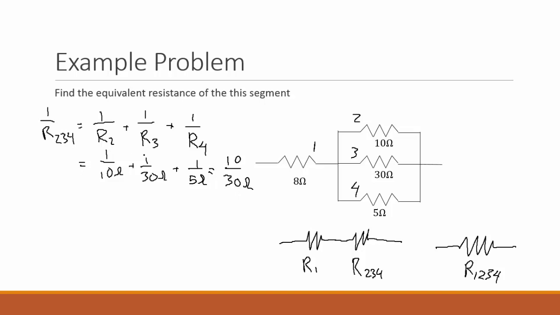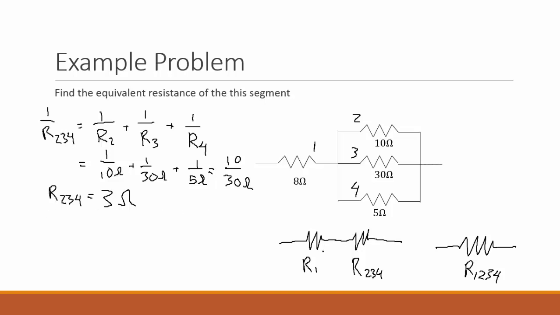And note that this is not the actual equivalent resistance. This is 1 over the equivalent resistance. So if I want to find the equivalent resistance, I have to invert it. So 30 over 10 ohms, or just 3 ohms. And note that this value is smaller than the smallest of these resistors, which is good. It's less than 5, which is qualitatively correct.